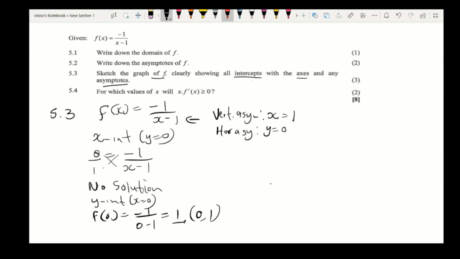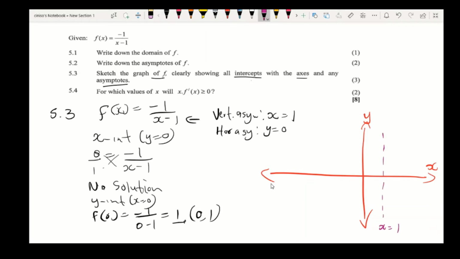So if we go to our function and draw it on our Cartesian plane, this is y and this is x. So the vertical asymptote is x equal to 1, so it's going to go somewhere here when x is equal to 1, and the horizontal asymptote is 0, so it's going to go straight here when y is equal to 0.